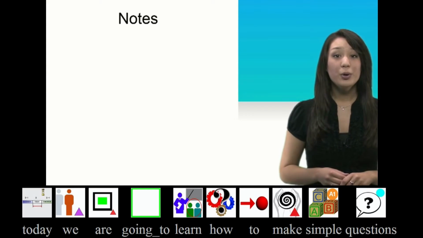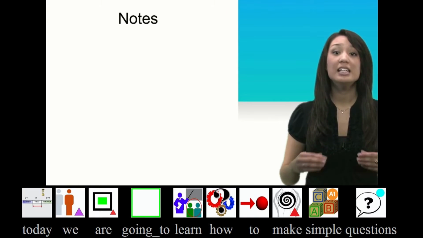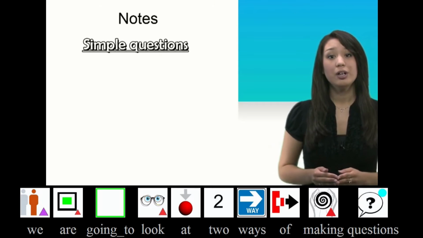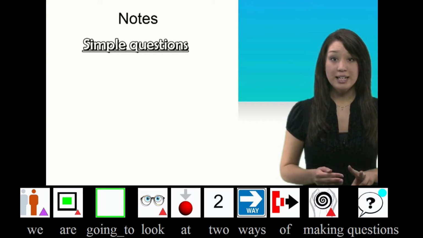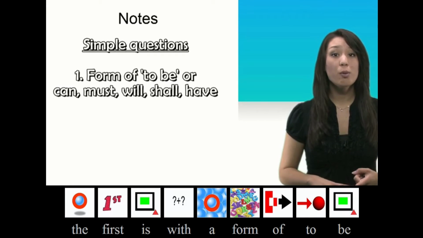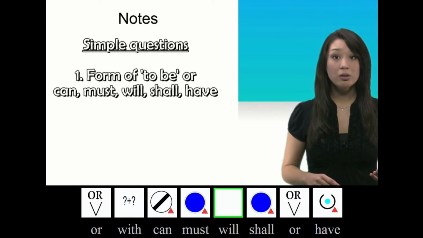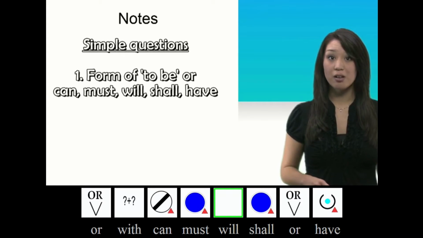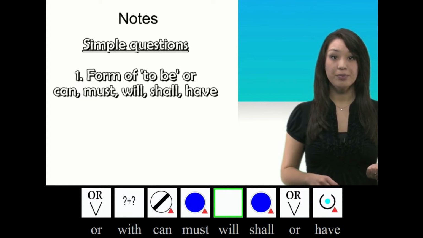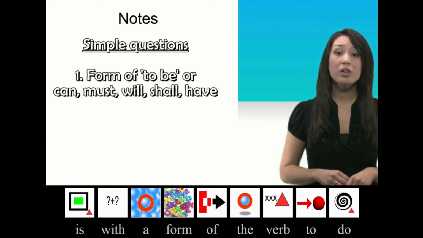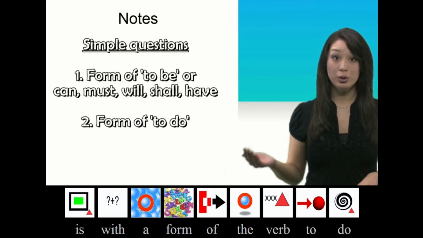Today, we're going to learn how to make simple questions. We are going to look at two ways of making questions. The first is with a form of to be or with can, must, will, shall, or have. The second way of making a question is with a form of the verb to do.